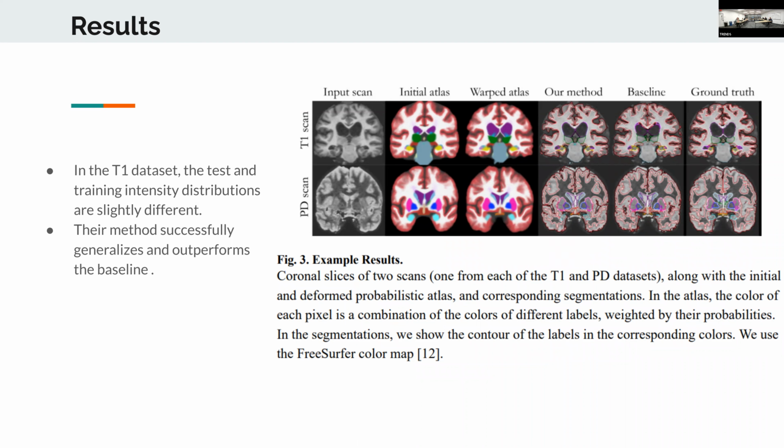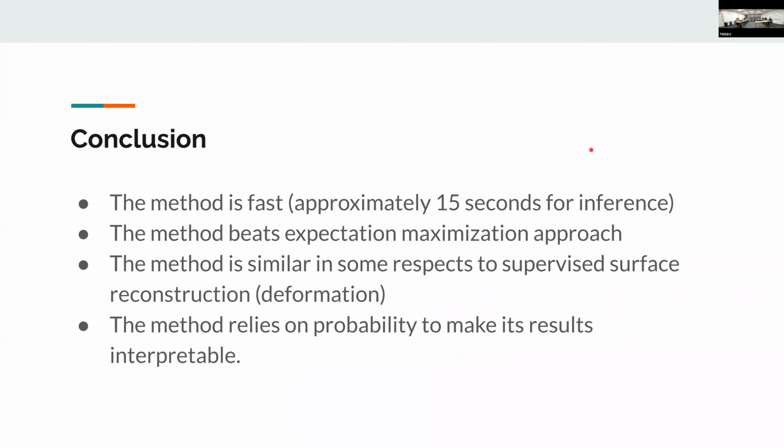There are some example results of their deformations, with color schemes for segmentation on two different data sets. In conclusion, their method is fast and beats expectation maximization. I was interested because of the deformation approach, as well as the introduction of interpretable loss functions. That's pretty much it.